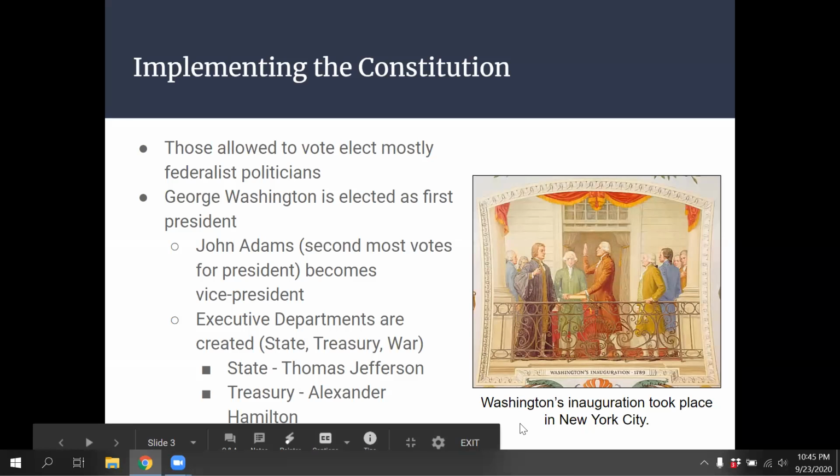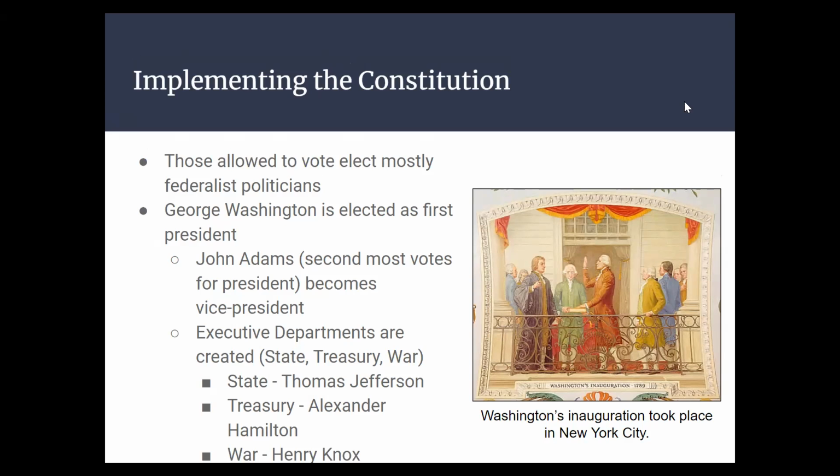So, with the Constitution now put in place, George Washington is elected as the first president. In this current system, John Adams is elected vice president because the second most number of votes becomes vice president. And we have important people in the executive departments: Secretary of State Thomas Jefferson, Secretary of Treasury Alexander Hamilton, Secretary of War Henry Knox. Probably one of the most influential and one of the biggest cabinets of any president.